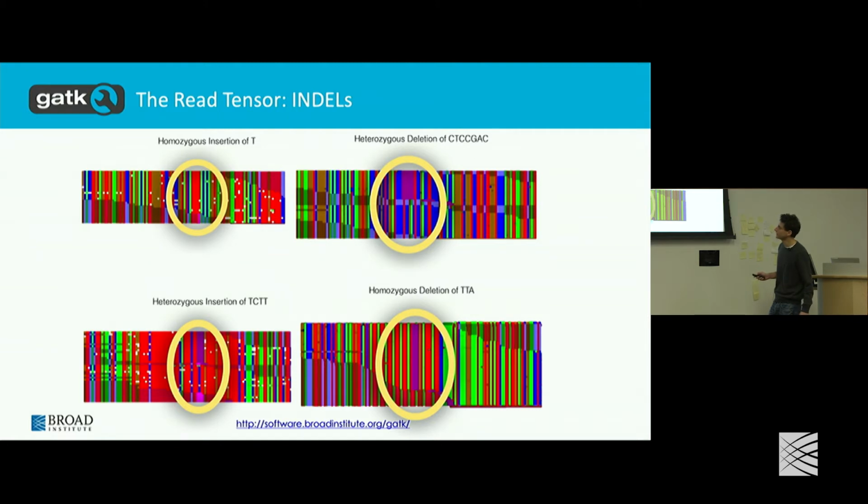And then here we have a heterozygous insertion. You see the reference now is purple because there's no reference sequence there, but one of the parents had extra bases. And here is a homozygous insertion of a T, where all of the sample had this extra T, but the reference didn't.